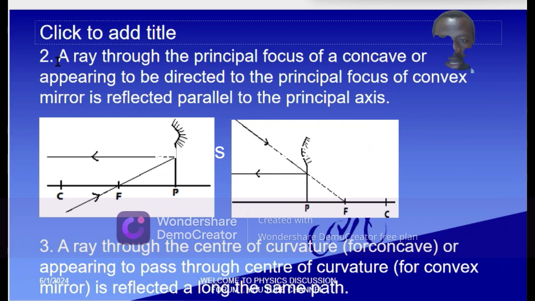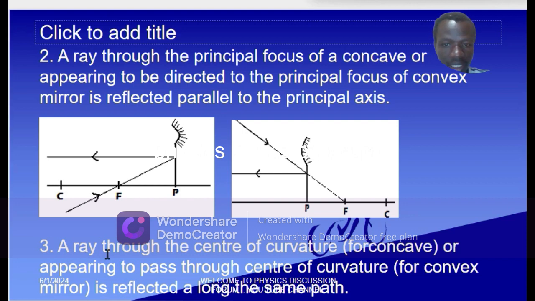Then the second ray, we have a ray through the principal focus of a concave mirror. Yes, so a ray through F. Remember, when we were discussing the rays that are close and parallel, we saw that it is reflected through F. So the opposite: when a ray passes through F, it is reflected close and parallel for the concave mirror. Then for the convex, when it passes through F, it appears to be reflected close and parallel.